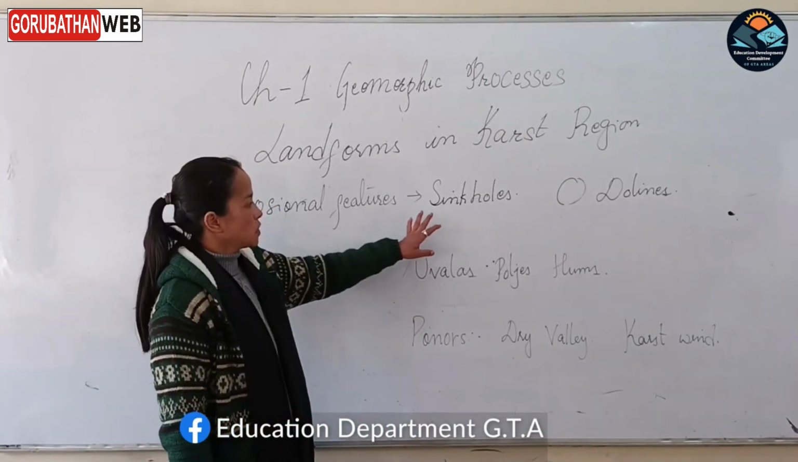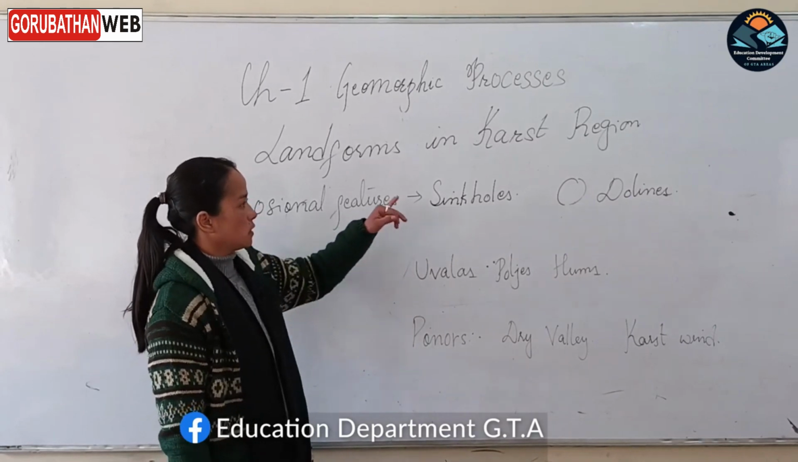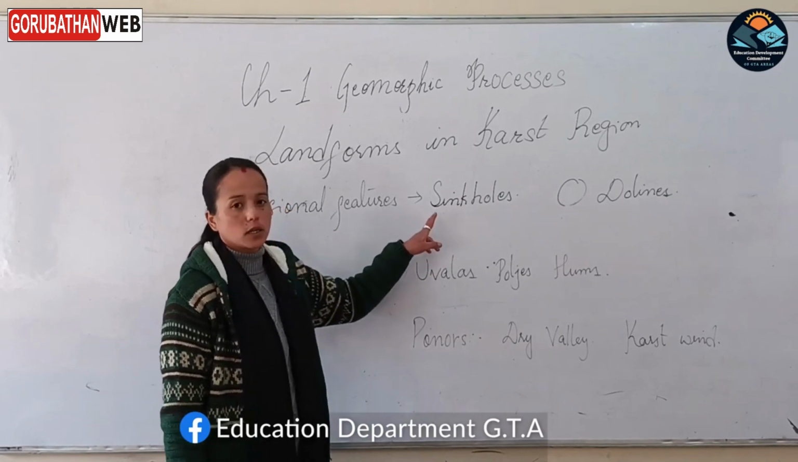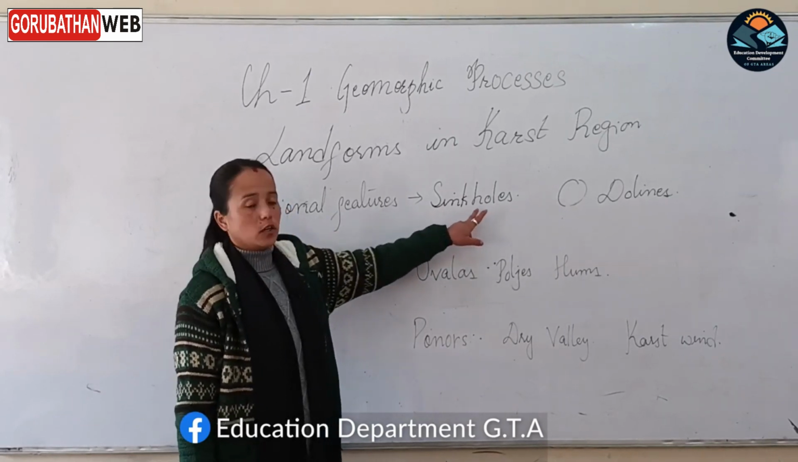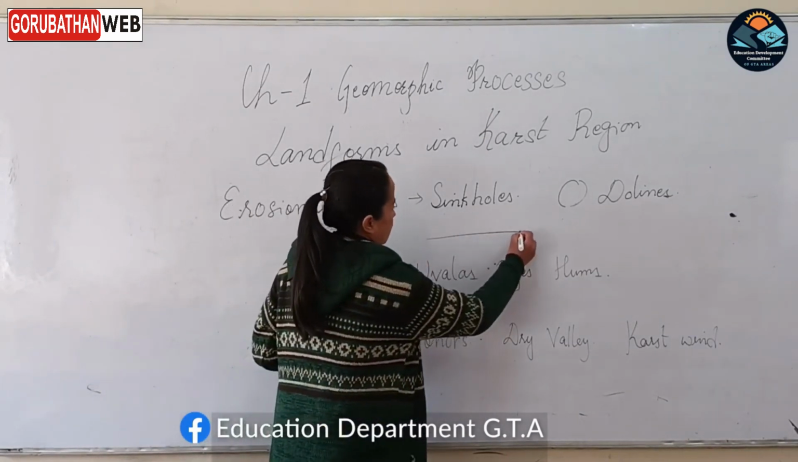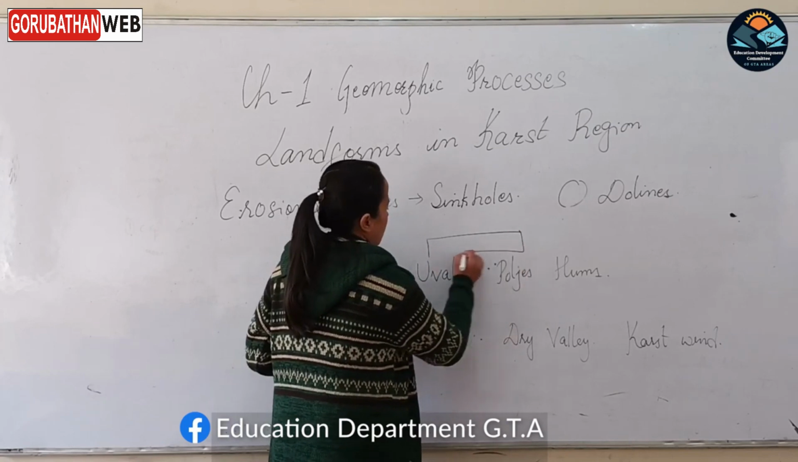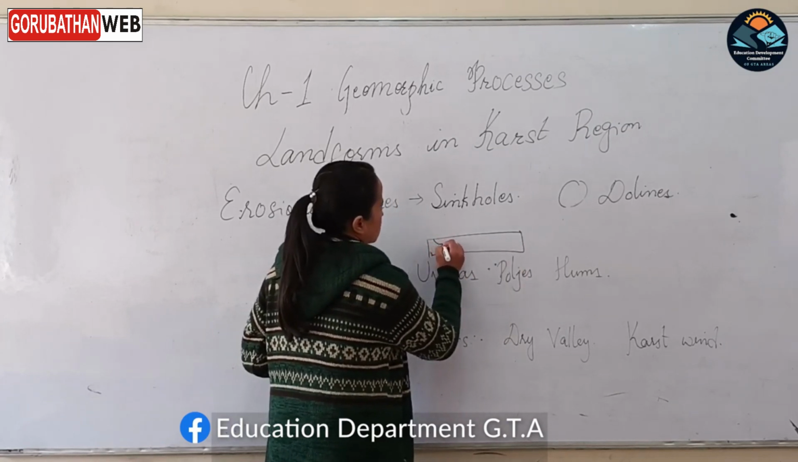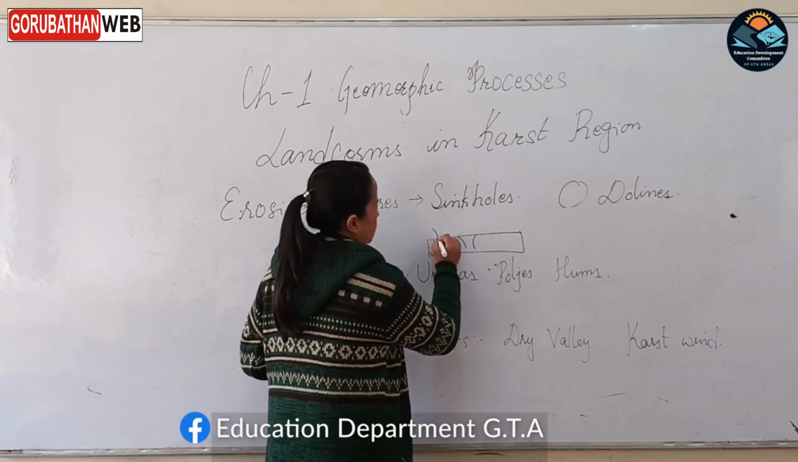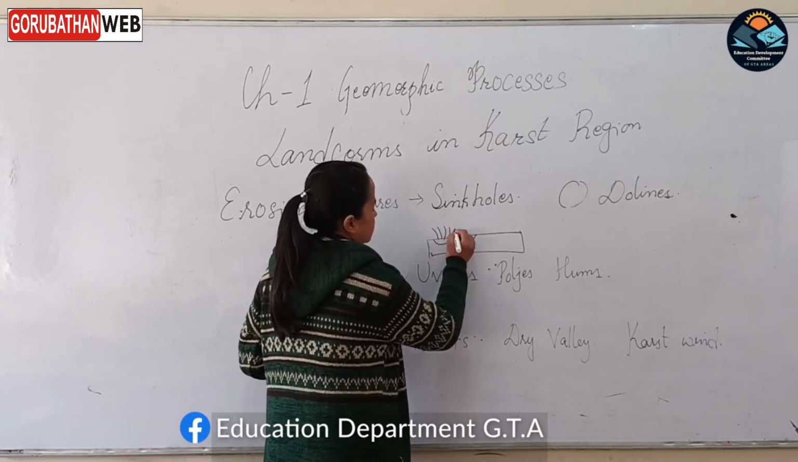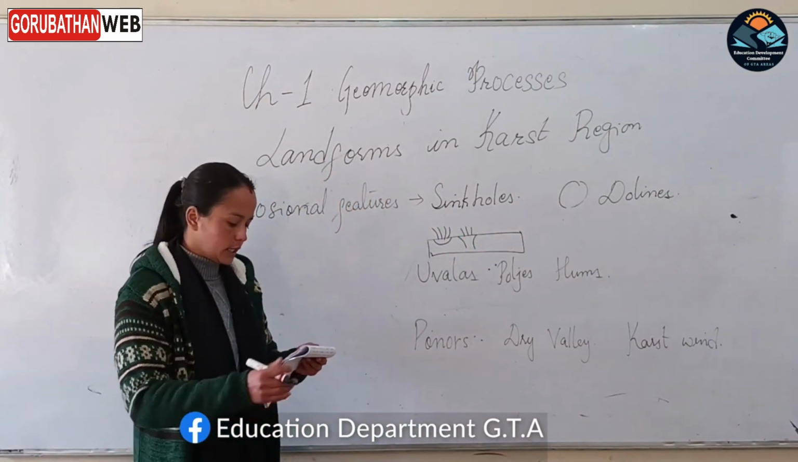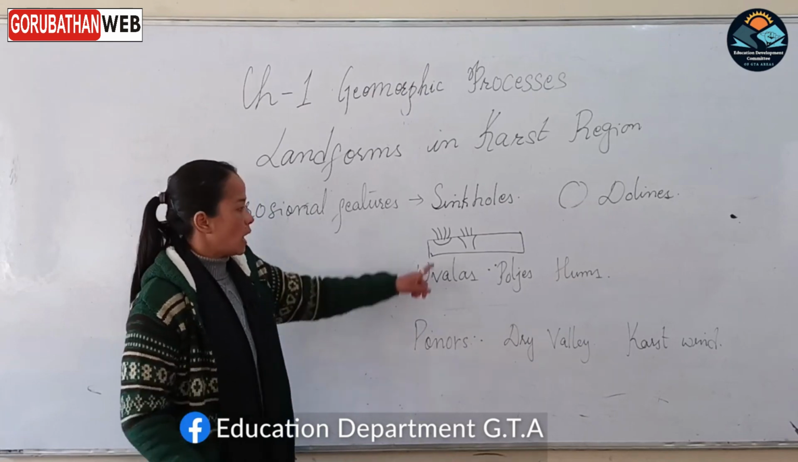Another erosional feature found in the karst or limestone region is the sinkhole. The name itself says holes. That means in the limestone region there are many holes on the surface, saucer-shaped or funnel-shaped holes. When the rainwater sinks into these holes, they are known as sinkholes, or also known as swallow holes.